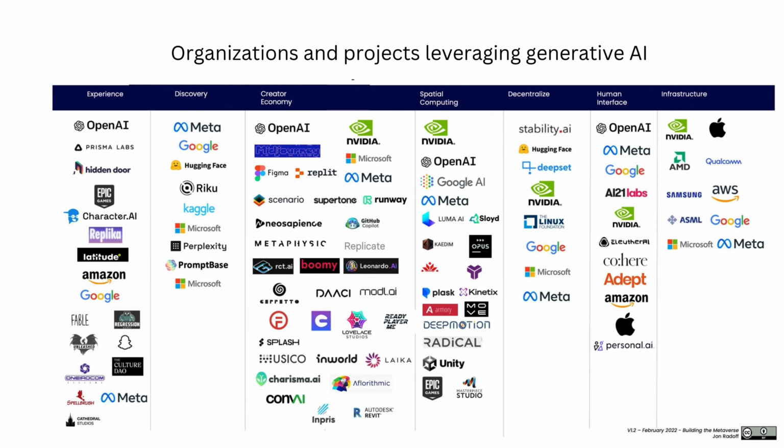Okay, now going to the organizations and the projects. These are top organizations highlighted, and the different projects leveraging generative AI. You can see organizations and projects based on experience, discovery, creator economy, spatial computing, decentralization, human interface and infrastructure. So these are top organizations. They are working on different criteria and different tasks that are making an ecosystem for generative AI or AI applications.